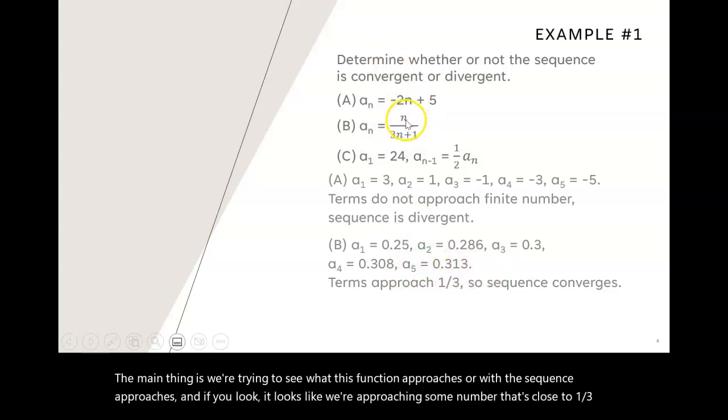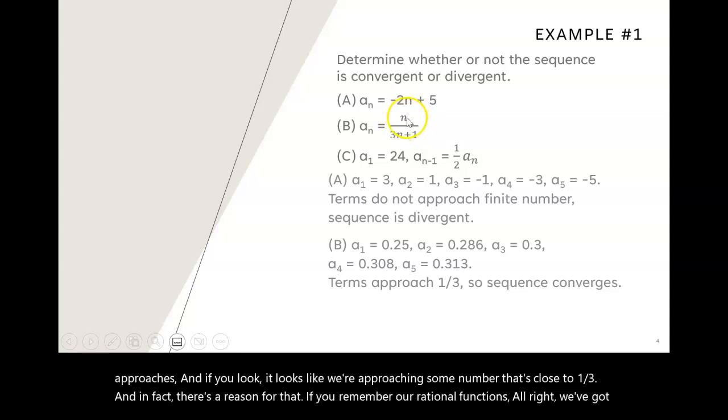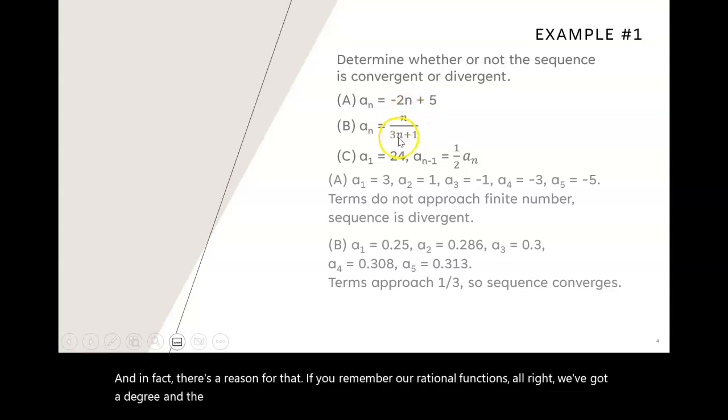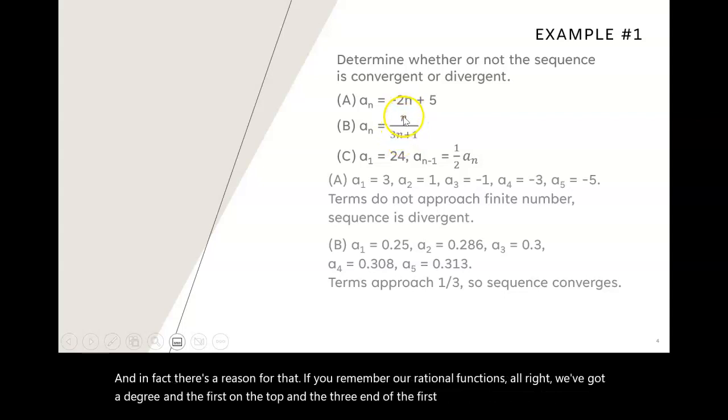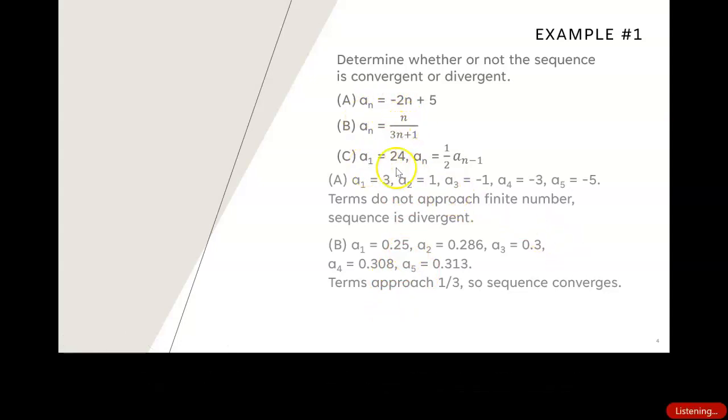And in fact, there's a reason for that. If you remember our rational functions, we've got a degree n to the first on the top and a 3n to the first on the bottom. So as n gets larger and larger, it looks like we approach the number 1/3.